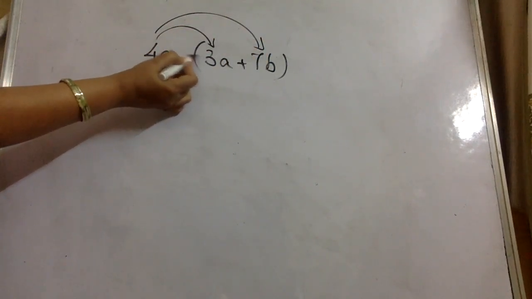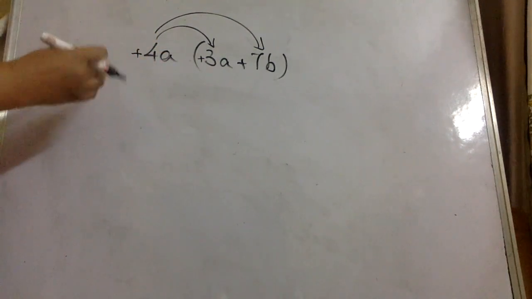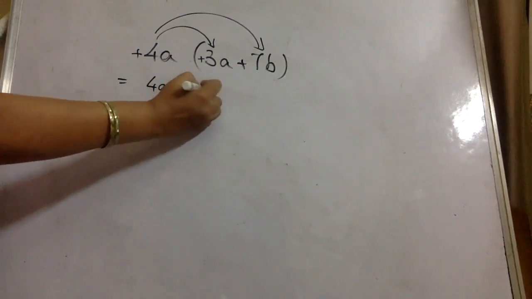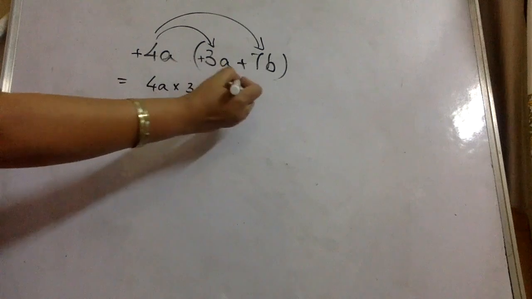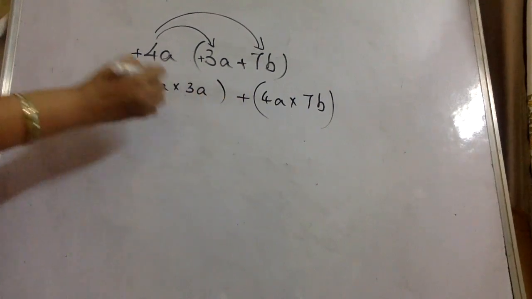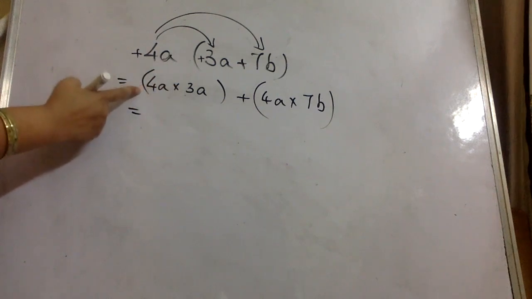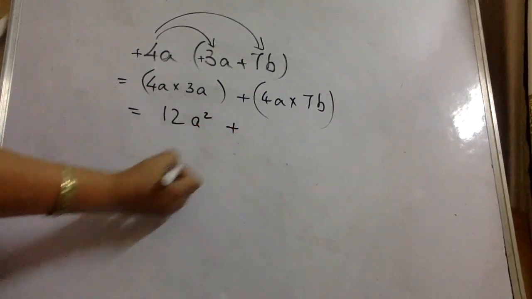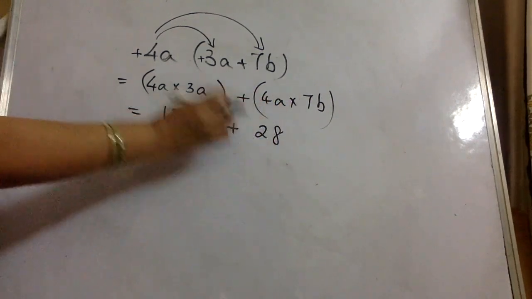Here we consider a plus sign. If it's not written, it means it's a plus. They will not give this, but you have to understand. So now 4a into 3a, and then plus 4a into plus 7b. This one you can put in brackets. Sign with sign is already done, plus 4 and plus 3. Number with number is a 12 and then a square. And now 4 into 7 is a 28. Plus with plus is already a plus.